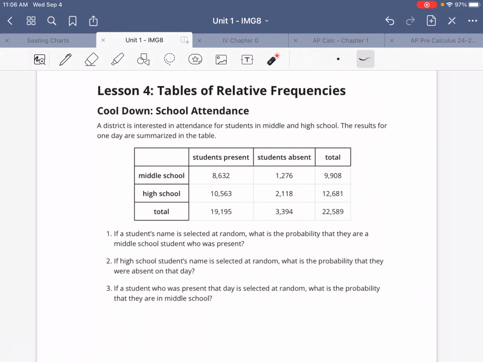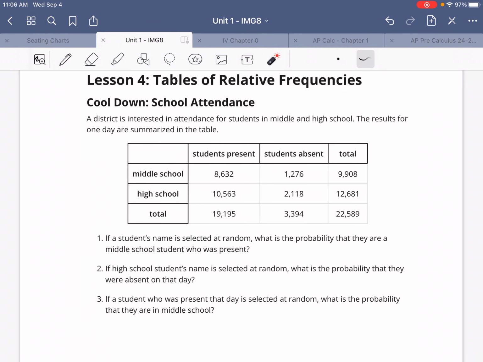So let's look at the cool down. A district is interested in attendance for students in middle and high school. The results for one day are summarized in the table. And if you take a look at those numbers, there's a few questions here.